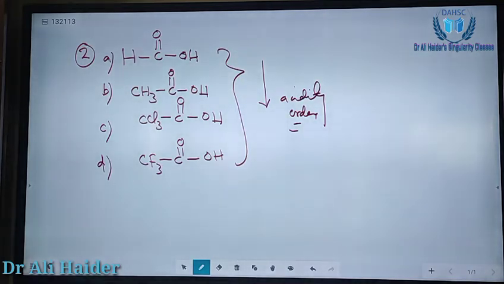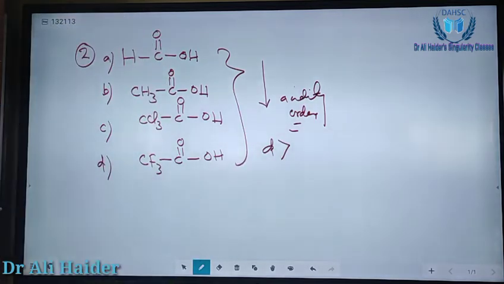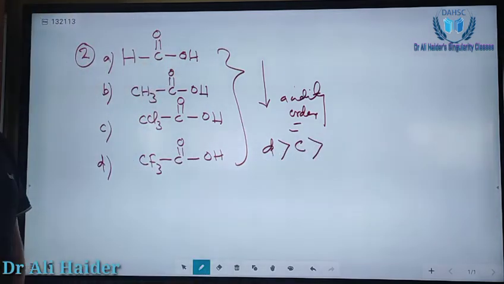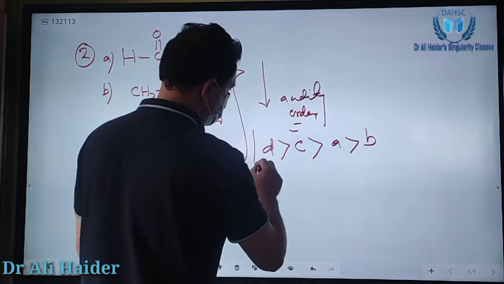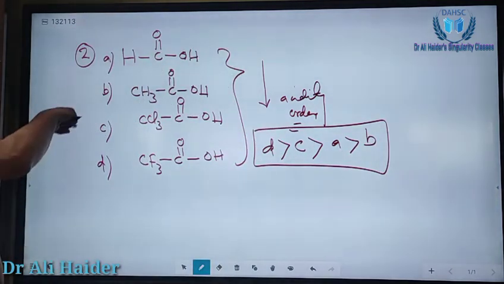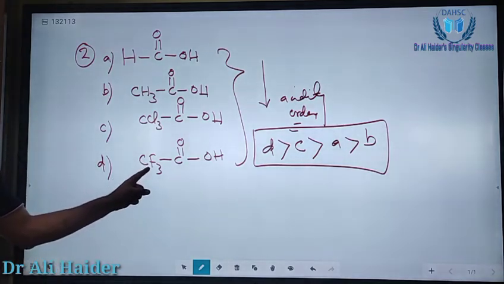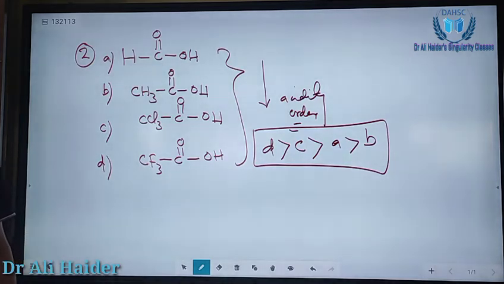First tell me, which one will be the most acidic here? D obviously, right? D, then followed by C obviously, then A, fine, then B. Can you explain it now? Why is D more acidic than all of these three? Because it has got 3 electron withdrawing groups. You got it?